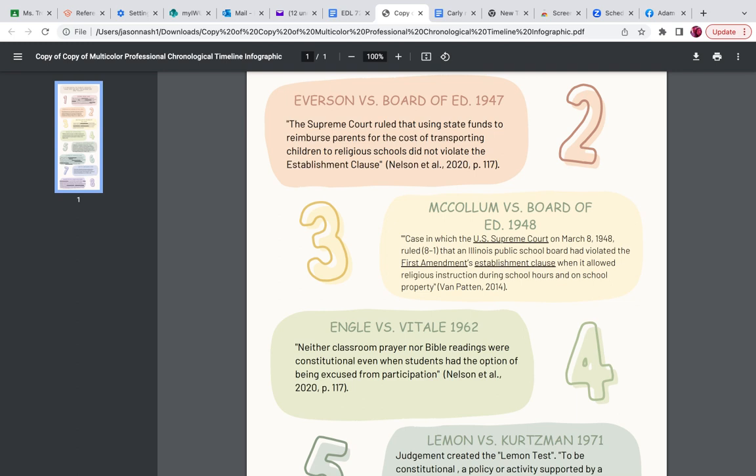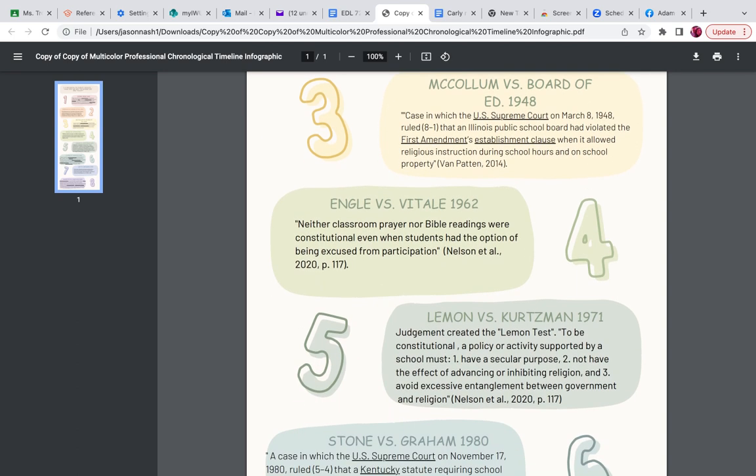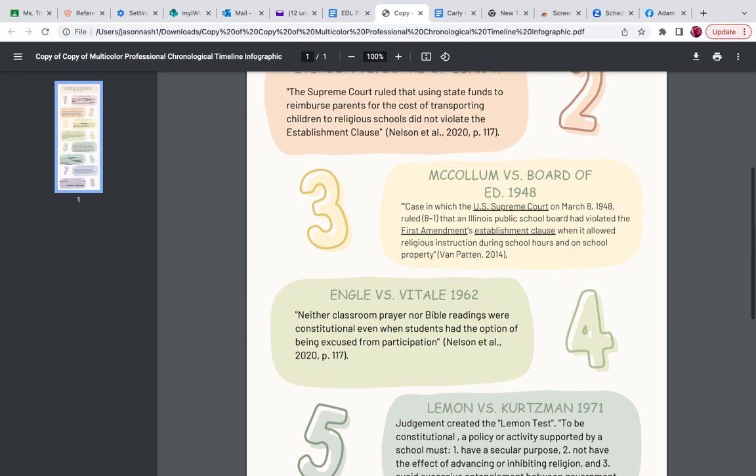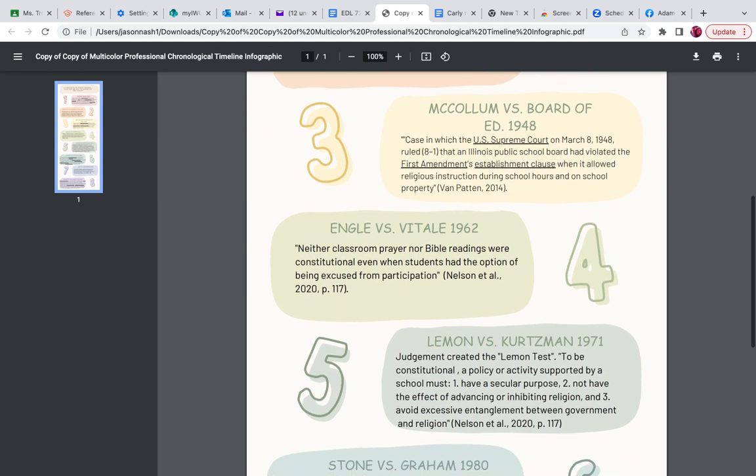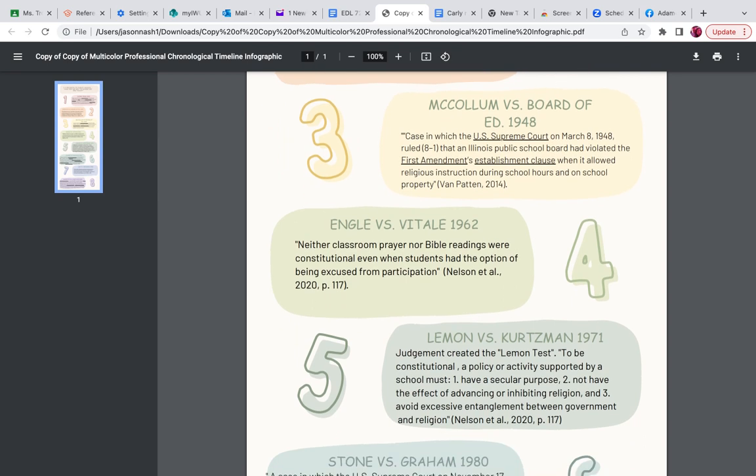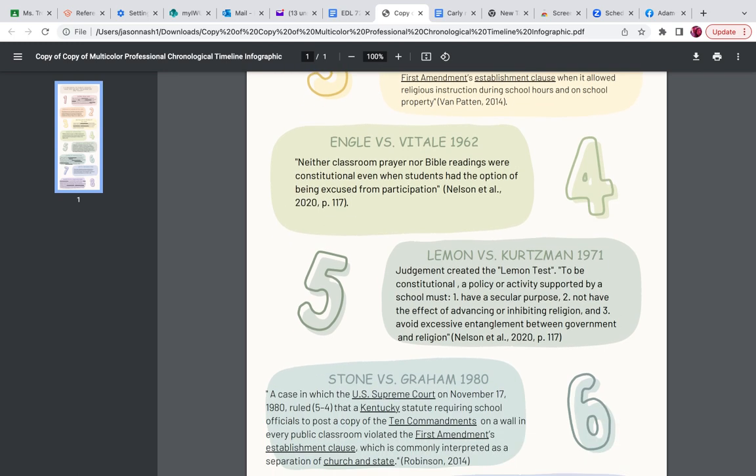Followed up a year later by McCollum versus the Board of Ed, 1948. It's a case in which the U.S. Supreme Court, March 8th, 1948, ruled 8-1 that an Illinois public school board had violated the First Amendment Establishment Clause. So we're going back to the Establishment Clause that was referred to in the 1947 case, when it allowed religious instruction during school hours and on school property. I got that from Van Patten through the Encyclopedia Britannica. Then we move up 14 years to 1962. Engel versus Vitale. Neither classroom prayer nor Bible readings were constitutional, even when the students had the option of being excused from the participation. Again, from the Nelson text.